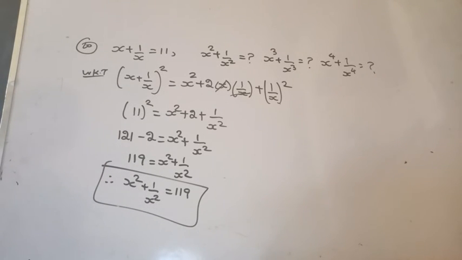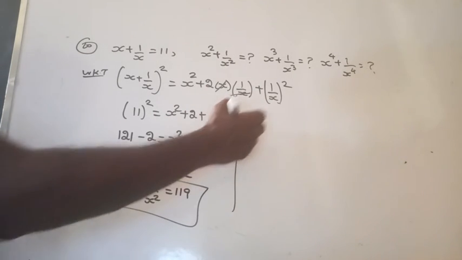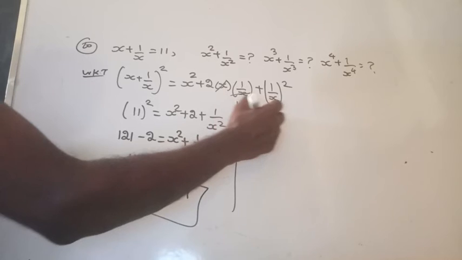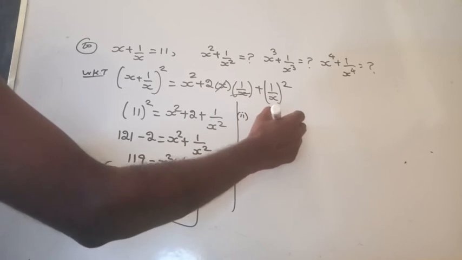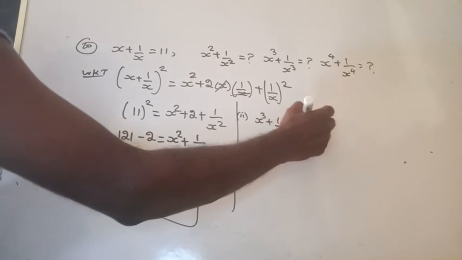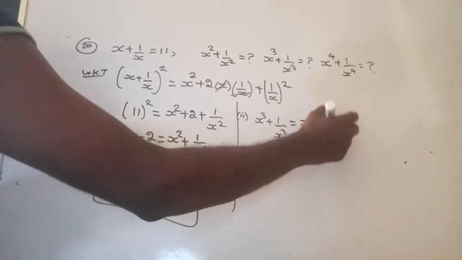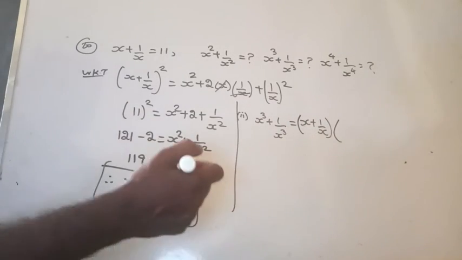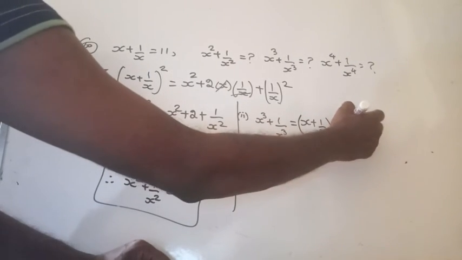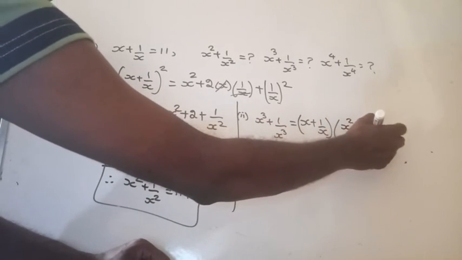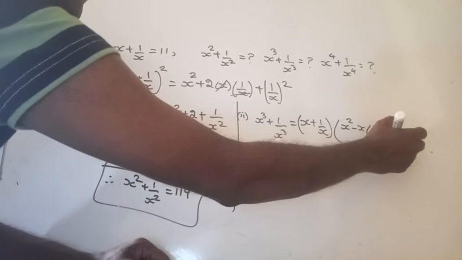Are you getting there? Yes. Then after that you have to find the second part, that is x cube plus 1 by x cube. That is a cube plus b cube. A cube plus b cube is (a plus b) into (a square minus ab plus b square). That is x square minus x into 1 by x plus 1 by x square.